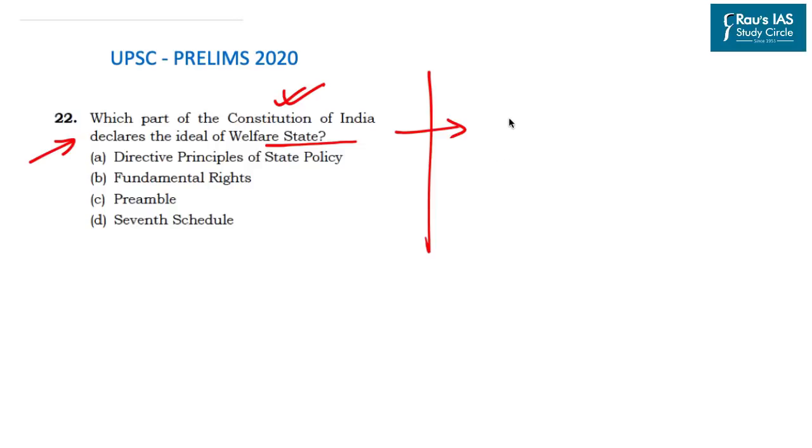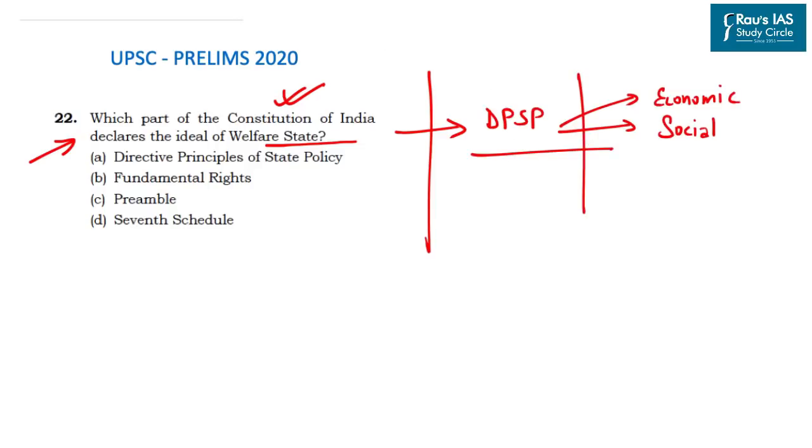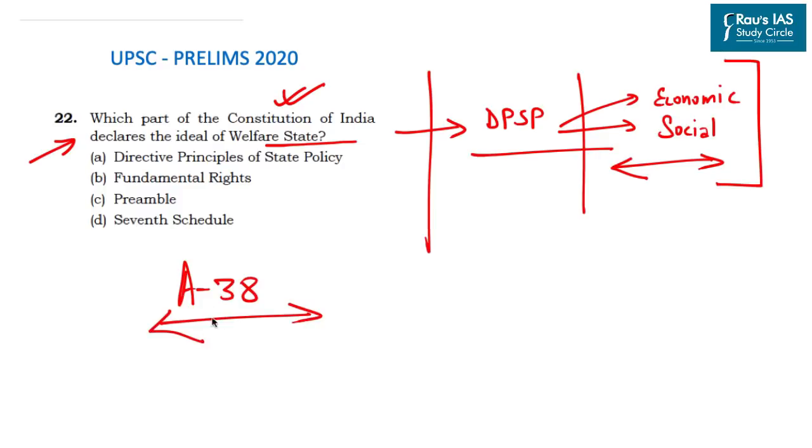Not only about directive principles of state policy, but also the fact about economic and social justice as provided in the preamble of the Indian Constitution. And accordingly, Article 38 clearly mentions welfare state. So here the correct answer was A. That is, Directive Principles of State Policy, especially under Article 38, provides for a welfare state.